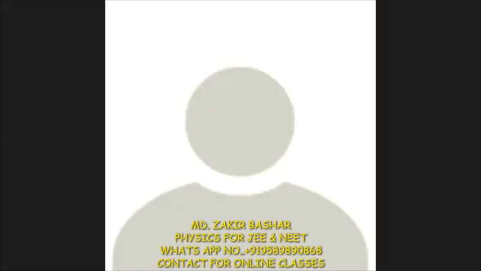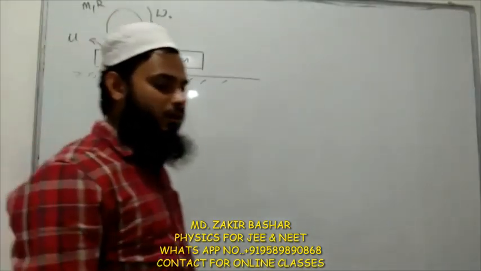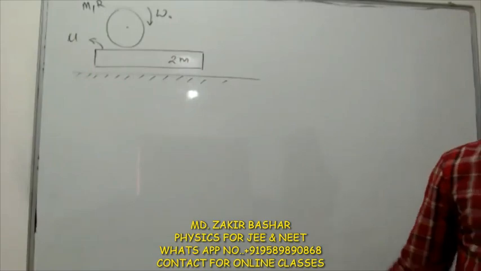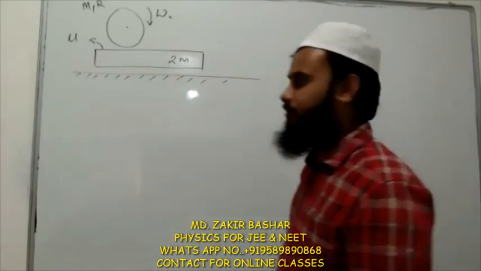Here, what should I have to do? The disk is rotating with omega naught, and there is a plank having mass 2m and the disk having mass m. I am asking you to find the value of the friction force, the type of the friction force, and the direction of the friction force.